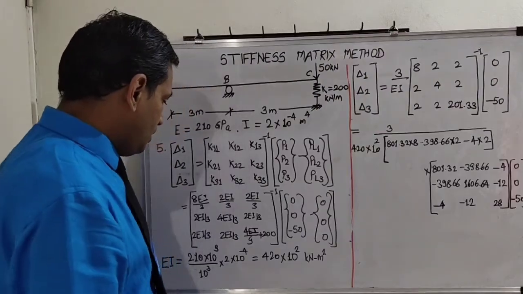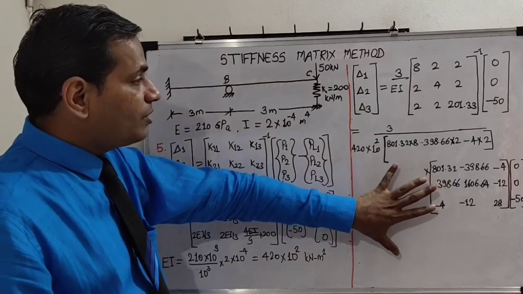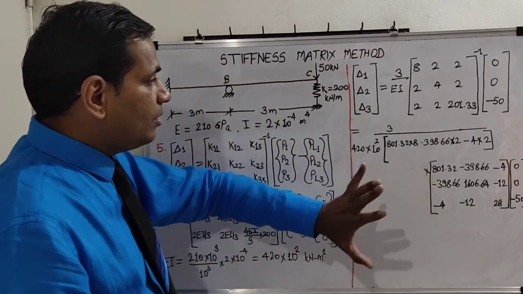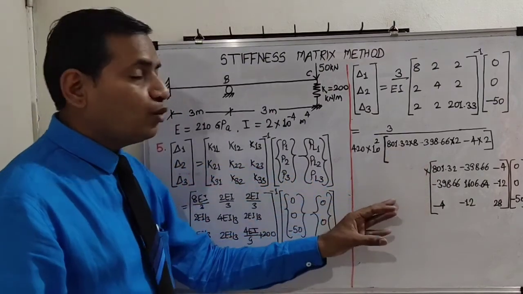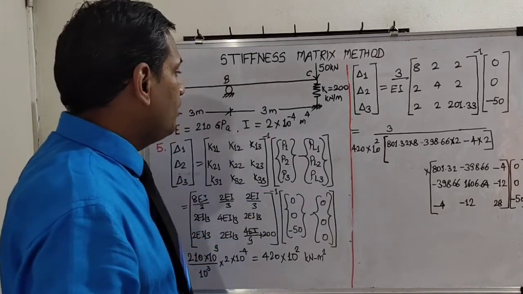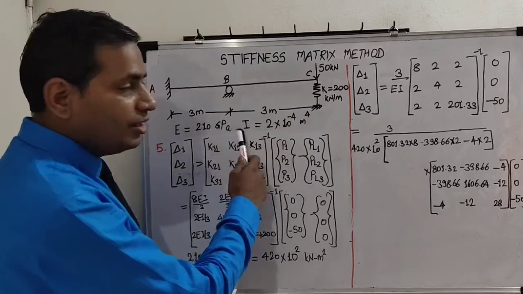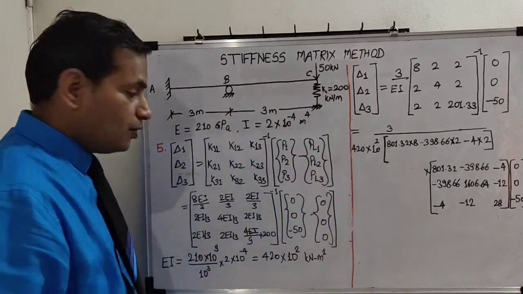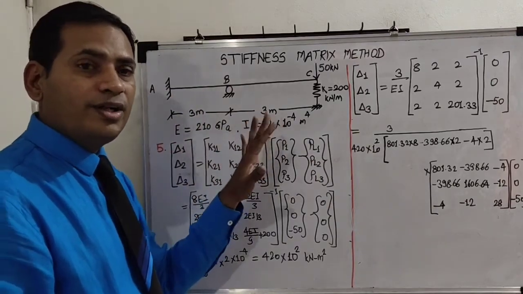As you can see, I have got the inverse of the 3 by 3 matrix. I have used the method of cofactors. I won't go into the details of the same. Second important thing, we have been given E and I values. Now we need to bring these values here. So first of all, convert these values into appropriate units.